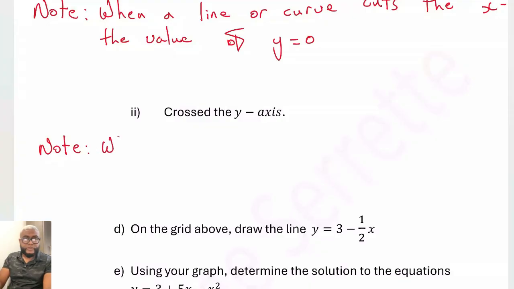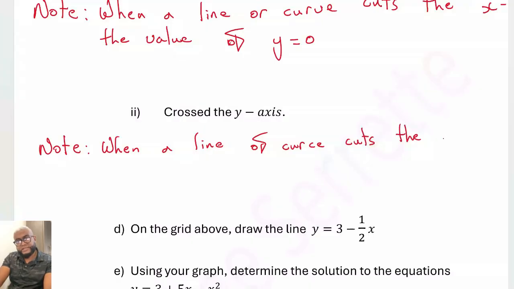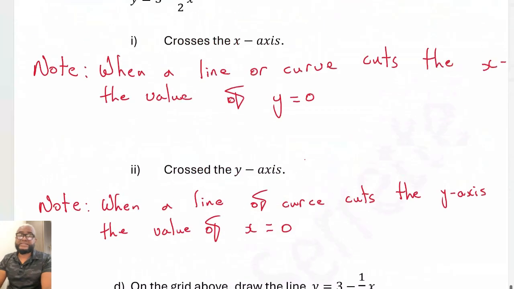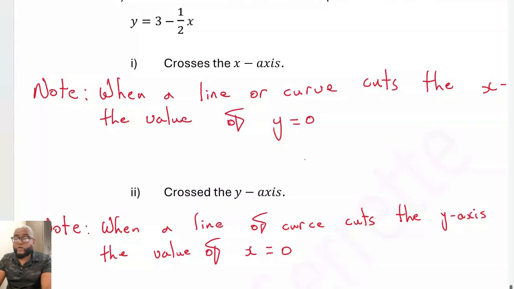All right, so let's write it down. When a line or curve cuts the y-axis, the value of x is equal to 0. So that's the two settings you know when a line or a curve cuts through the x-axis or if it cuts through the y-axis. So that's not a mistake here. It's when a line or curve cuts the y-axis, the value of x is equal to 0.